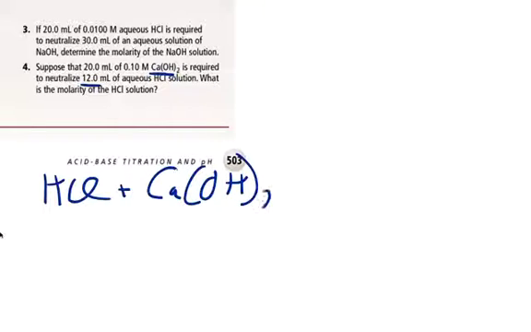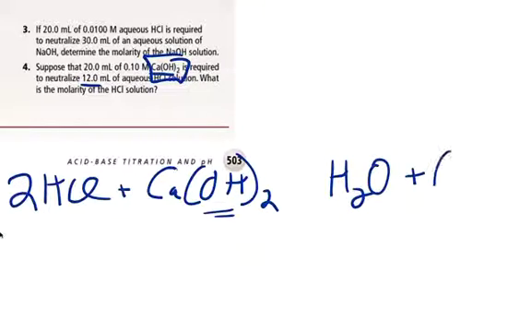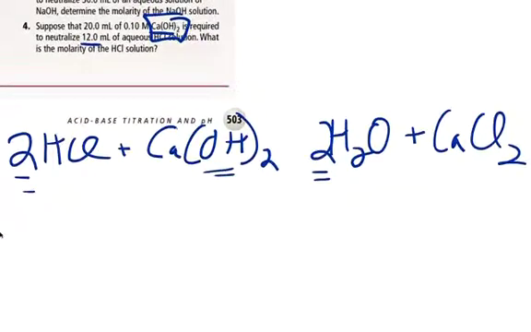Okay, one more. It says, suppose we have 20 milliliters of calcium hydroxide, and it's required to neutralize 12 milliliters of aqueous HCl. What's the molarity of the HCl solution? Again, we always start with our balanced equation. And you can tell, hopefully right off the bat, how this one's going to be different. We have calcium hydroxide, which has 2 hydroxide ions. So now we're going to have a ratio that's not 1-to-1. When we write it out, we will have a 2-to-1 ratio. So you need to put a 2 in front of the water as well. So there's a 2 here, there's a 2 here. So we have a different balanced equation, but we'll solve it the same.